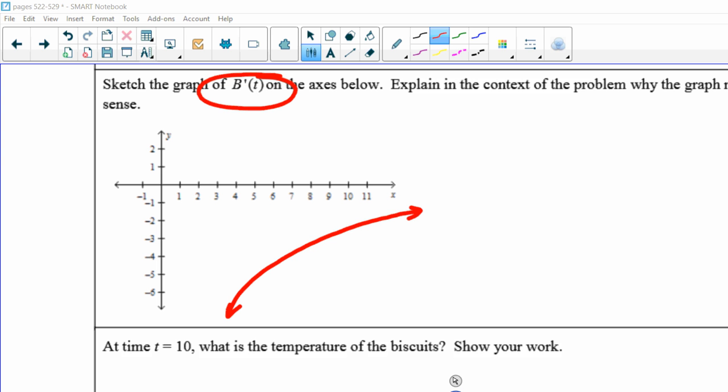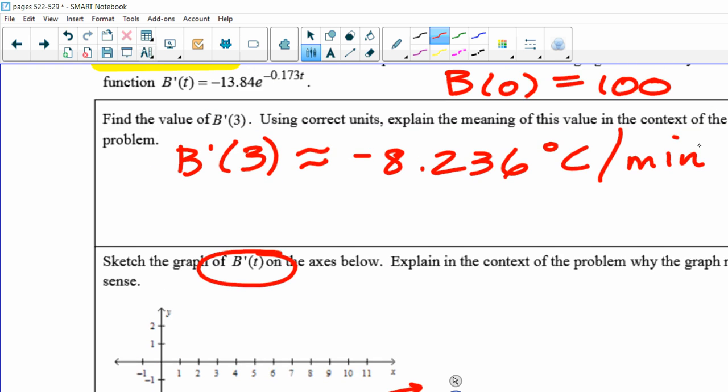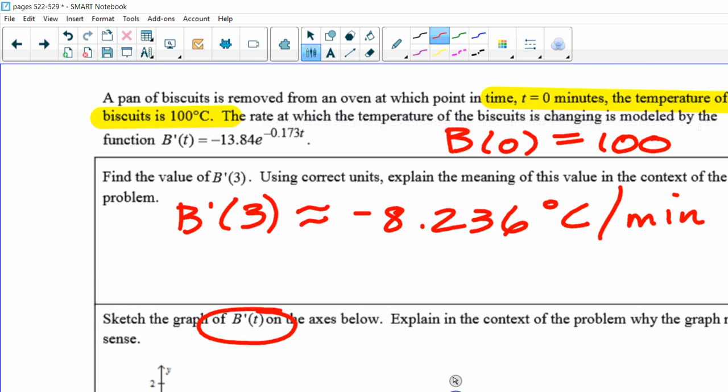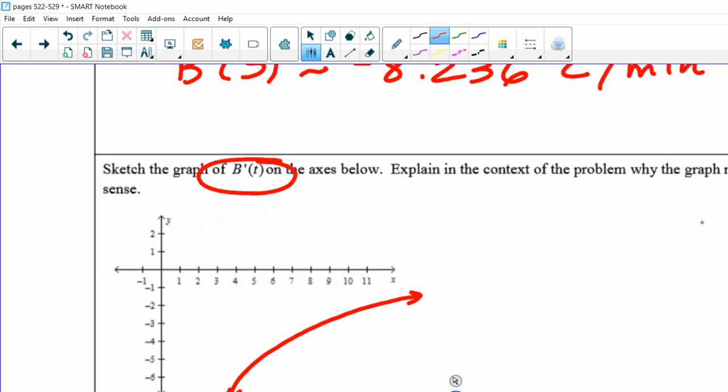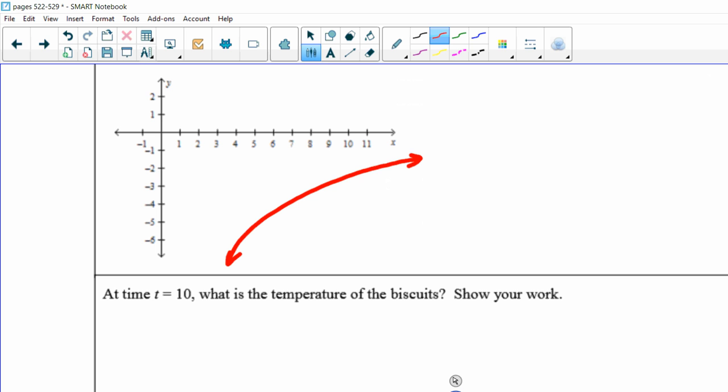Now, let's talk about, in the context of this problem, why the graph makes sense. Why is the original function always decreasing? When you take the pan of biscuits out of the oven, what's going to happen to the temperature of the biscuits? The temperature will decrease. That's correct. So that's why. And we'll talk about that in a minute. We know that the rate is always negative, which is why this thing is below the x-axis.